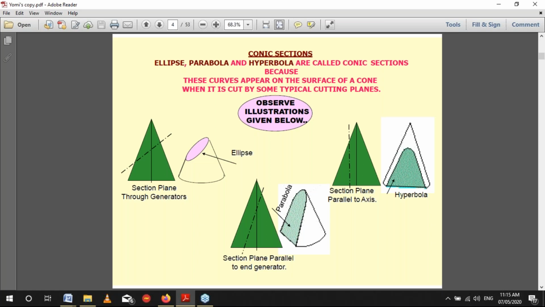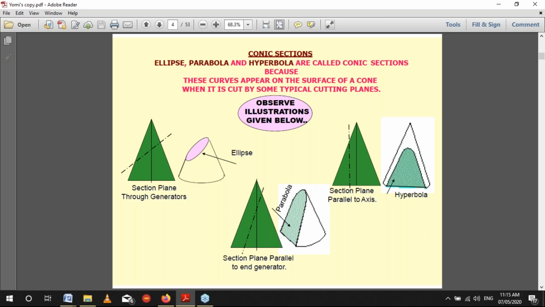The two fixed points are focus 1 and focus 2. You can see that on slide 5. It is a locus of a point moving in a plane such that the sum of its distance from two fixed points always remains constant, and this sum equals the length of the major axis. These two fixed points are focus 1 and focus 2.